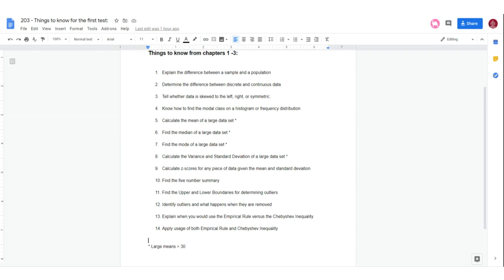And then just know the difference between Chebyshev and empirical, and be able to use those. All right.